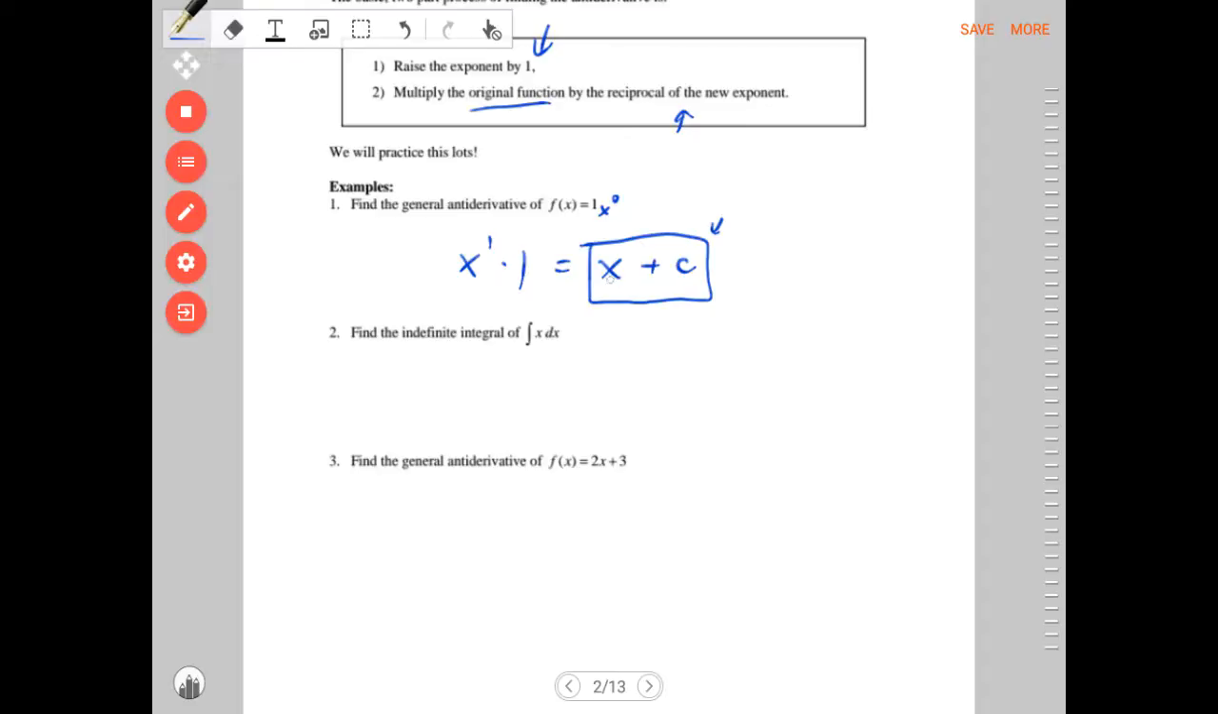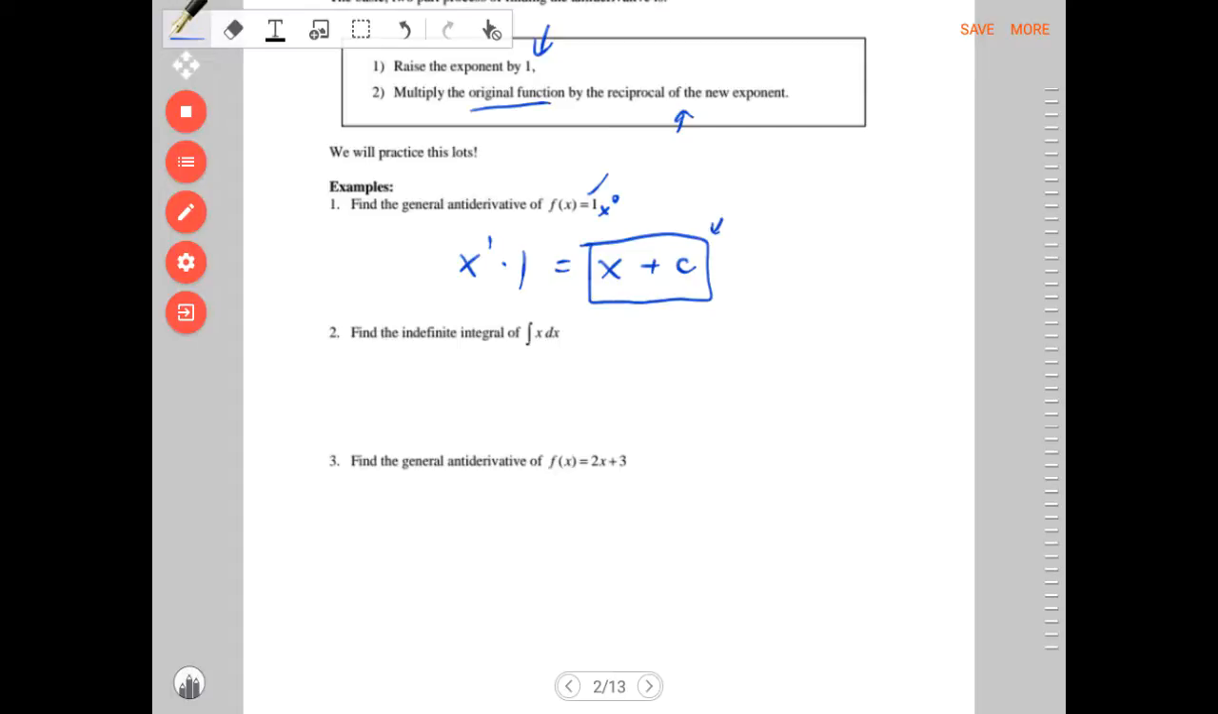So if I take the derivative of x plus c, the derivative of x is just 1, and the derivative of a constant is just 0. So this would just be 1, and it works. Okay, so let's try the next one.